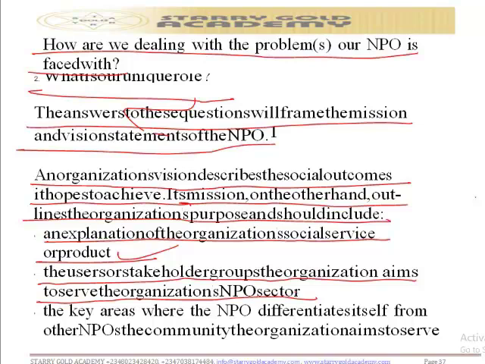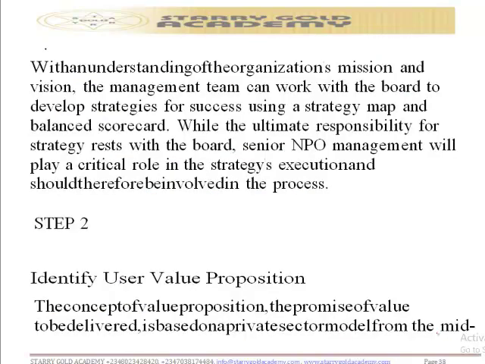So we should be able to know the sector that we are dealing with, and we should be able to understand the impact, the additional impact that we want to bring on board. And this is something that will form our mission in the long run. So we said here that, so the key areas, that's another important factor. The key areas where the NPO differentiates itself from other NPOs: the community the organization aims to serve.